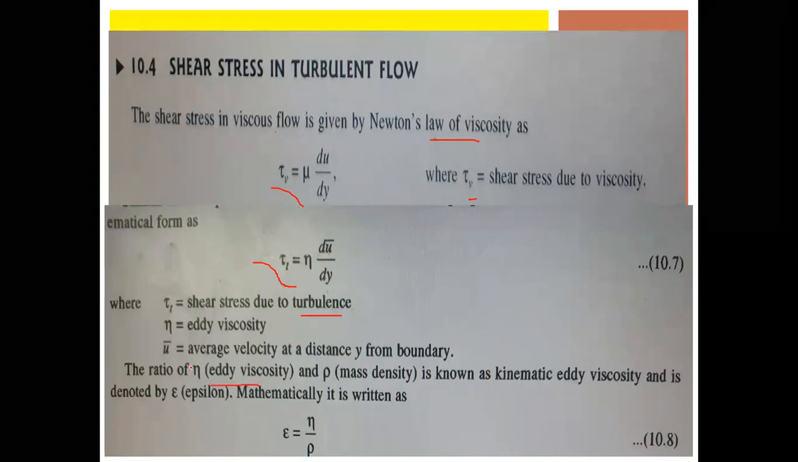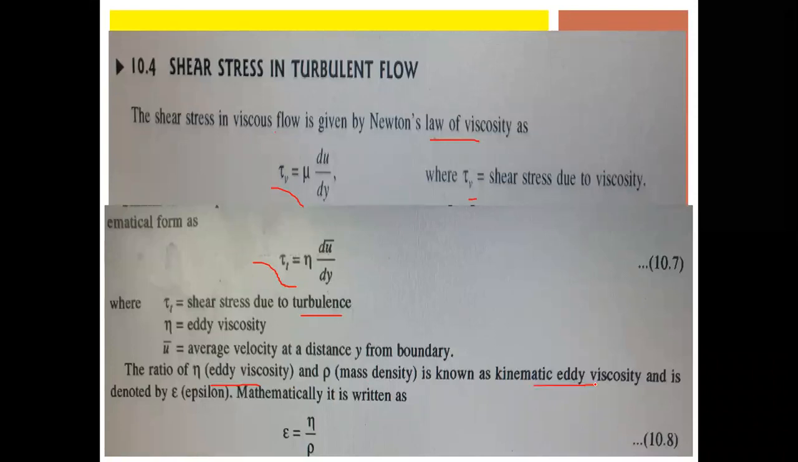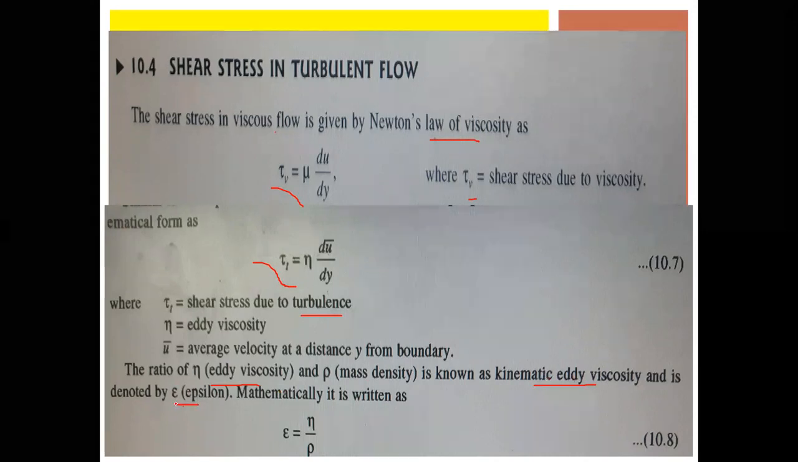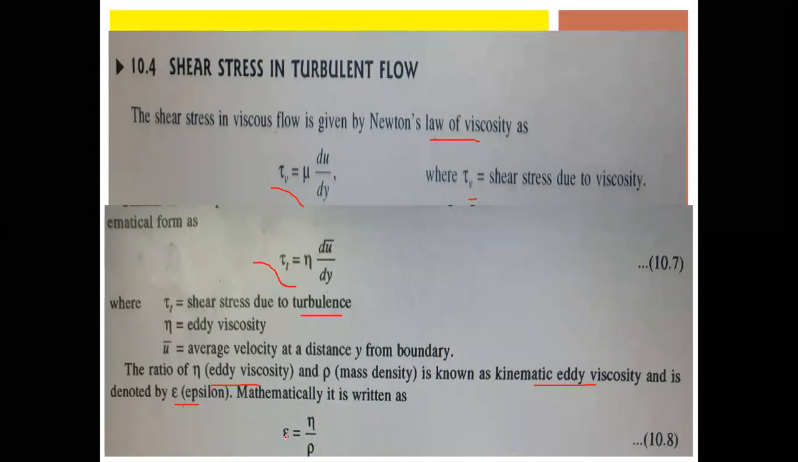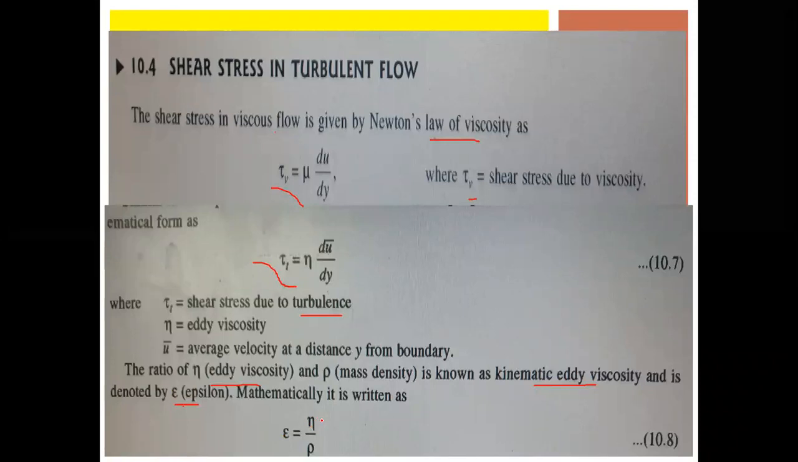This eta divided by rho, where rho is the mass density, is known as the kinematic eddy viscosity and is denoted by epsilon. Mathematically, it can be written as epsilon is equal to the ratio of eddy viscosity to mass density, right? So epsilon is equal to eddy viscosity divided by mass density.